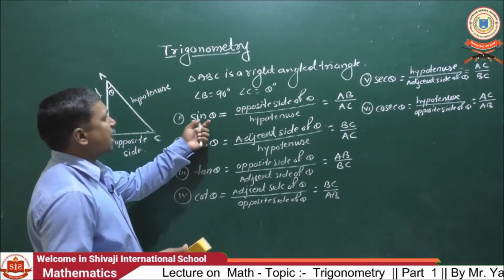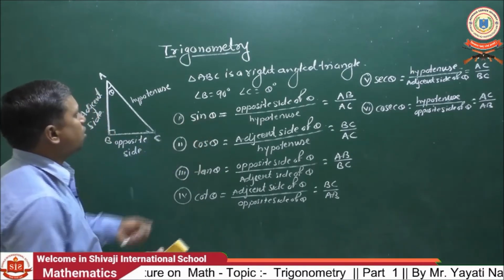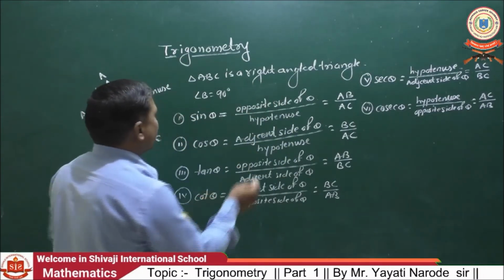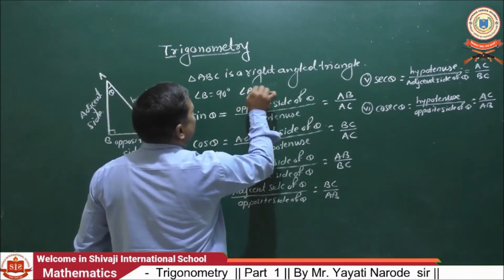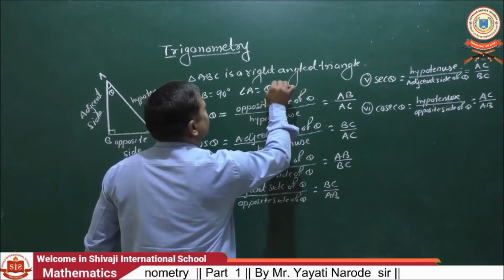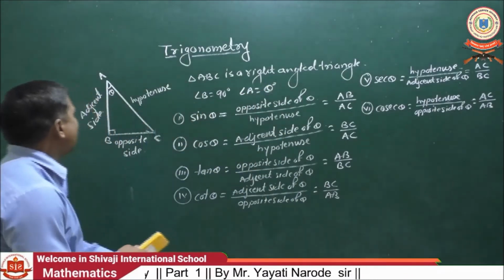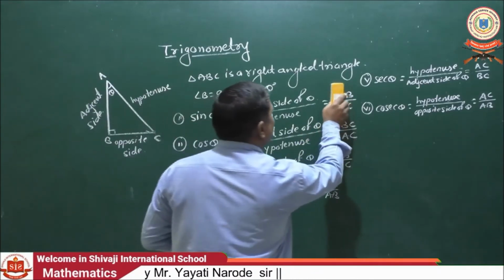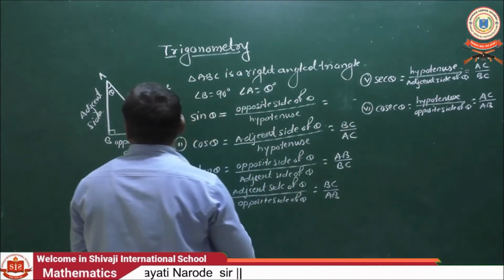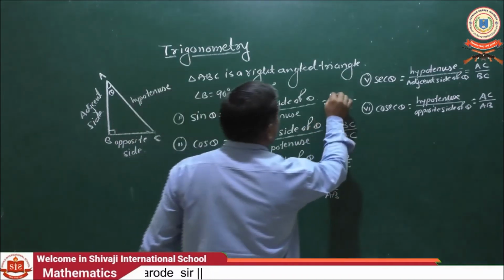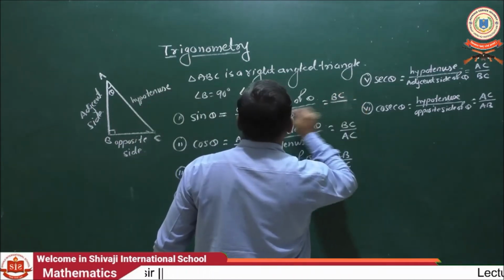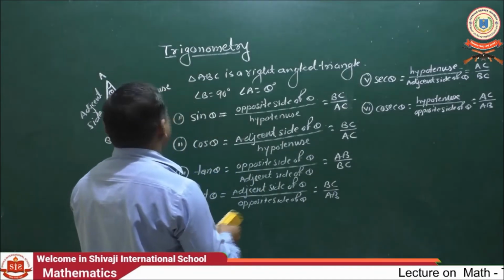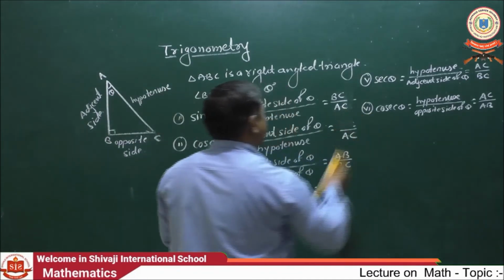Then sin theta is equal to the opposite side of theta. So now here it is not angle C, now it is angle A. So here angle A is equal to theta degrees. Then sin theta is equal to opposite upon hypotenuse. So what will the opposite be here? Here the opposite is BC and the hypotenuse is AC. Then the adjacent side is AB. So here it will be AB.